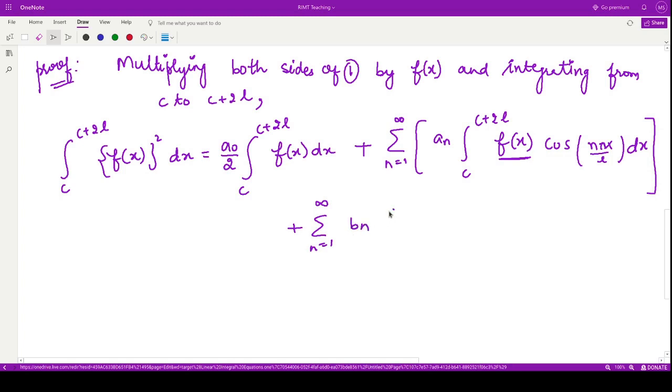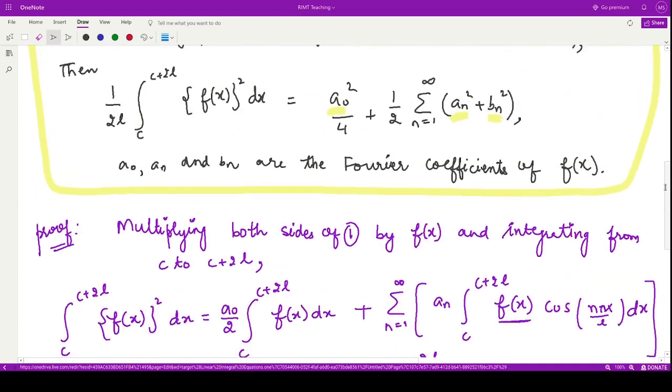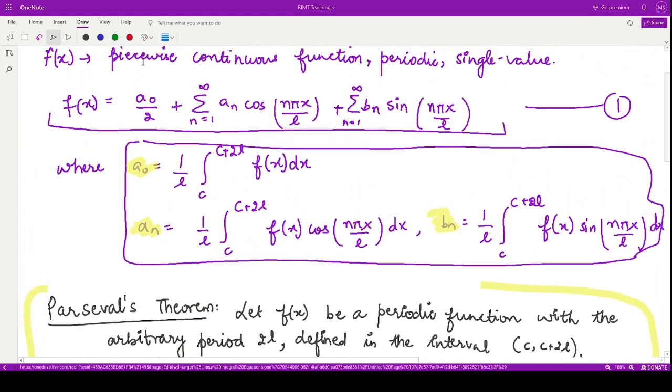Now this bn is also constant, so it could be taken out. So we have to perform this integration only of f of x multiplied by sine n pi x upon l dx, right? So let me simplify this. Now if you have a look at your expressions here, you can clearly see that the value of your a naught is equal to 1 by l integration c to c plus 2l f(x) dx, right? So we can write the value of this thing as a naught into l.